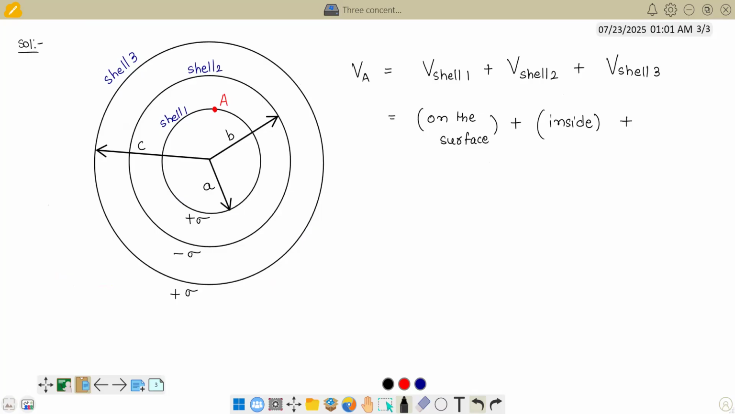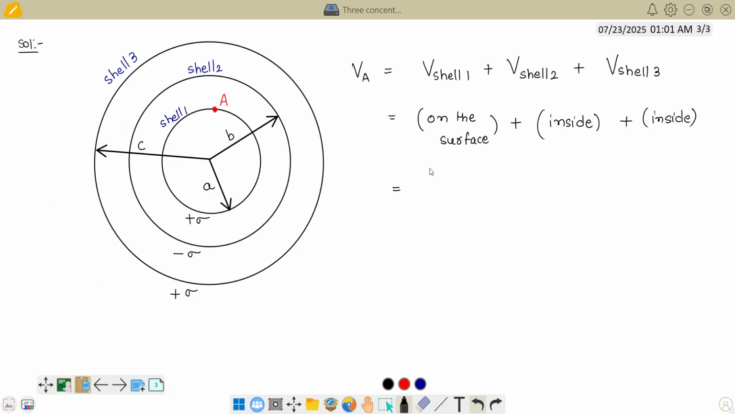This point A is located inside. So this A is here, but the shell 3 surface is here. So this point is located inside this. Since it is located inside, for this also I can write inside. Once we write this, simply substitute in the formula on the surface.